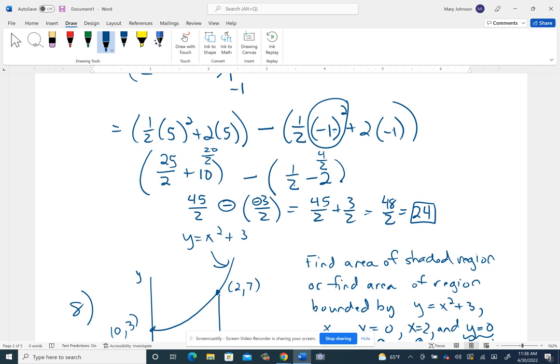Now, a lot of times they don't turn out to be just that nice. They'll have all kinds of fractions in them, and that's just fine. Okay?